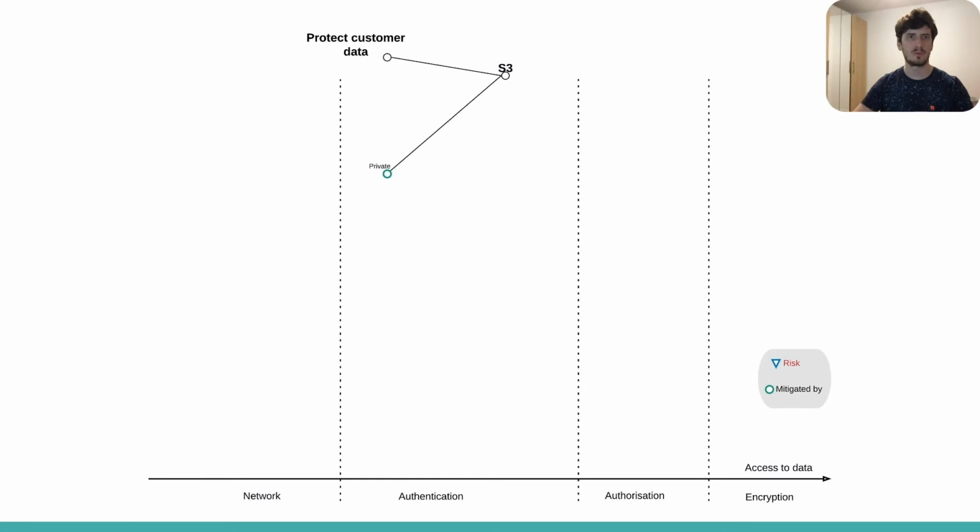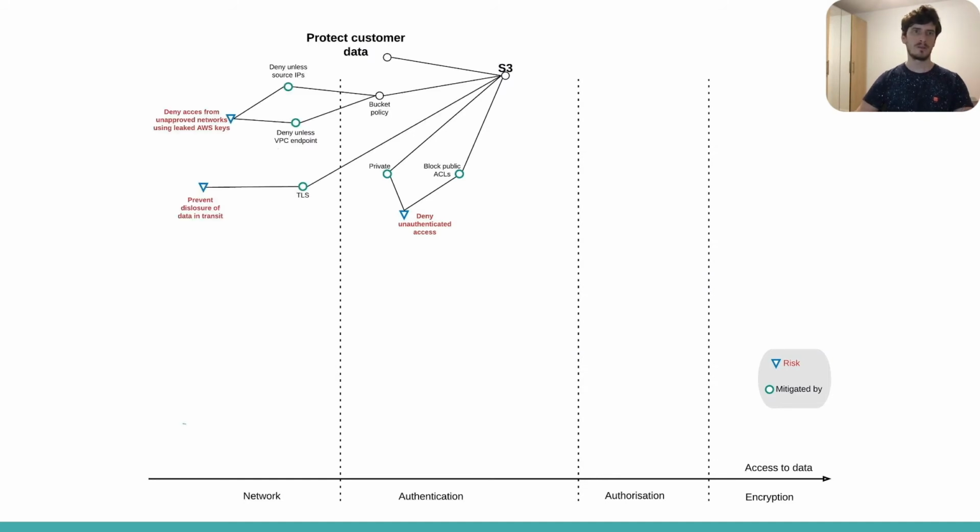Going back to S3, buckets are configured to be private. They are also configured to block public ACLs, and these two coupled together deny unauthenticated access. Then bucket policies attached to the buckets are configured to deny unless traffic originates from an approved list of IP addresses or VPC endpoints, and these two deny access from unapproved networks in cases where you get leaked AWS keys.